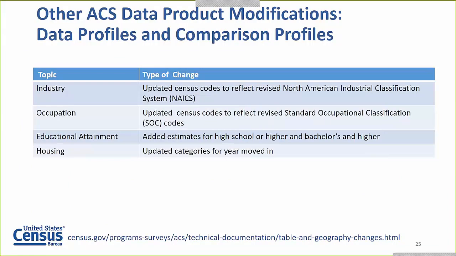There are also modifications to data profiles and comparison profiles, including updating census industry and occupation codes, adding more estimates for educational attainment, and updating categories for year moved in. As I mentioned earlier, the link at the bottom of the slide provides more information about all these table changes.